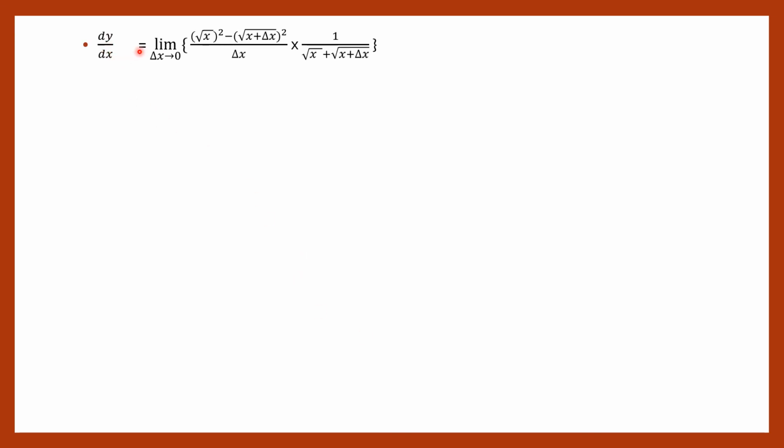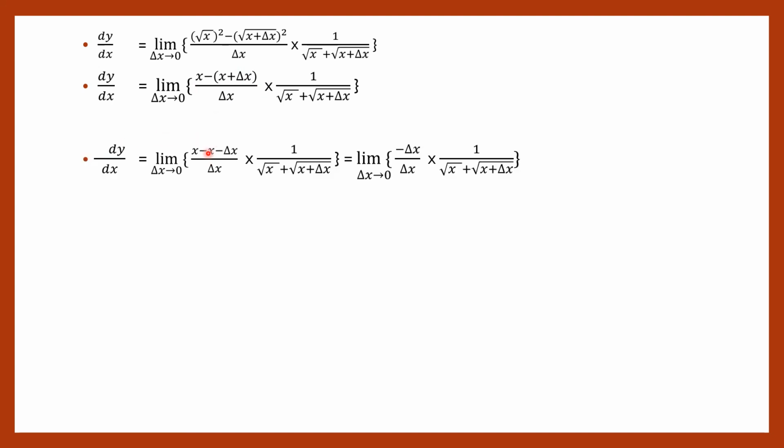Dy by dx is equal to limit when del x tends to 0, under root x whole square minus under root x plus del x whole square divided by del x, and the denominator here remains the same, 1 by under root x plus under root x plus del x. We perform this simplification. This radical sign and square are being cancelled. Next step, I open up this bracket and I get this. Now this x and x got cancelled and I get this expression minus del x by del x. Then this del x and del x got cancelled and I get a 1 in place of it.